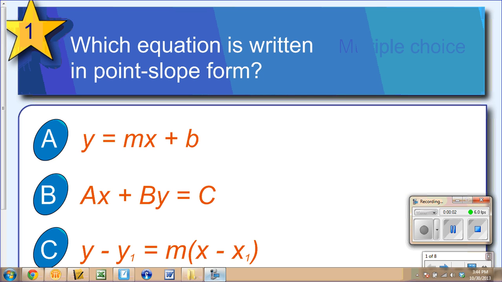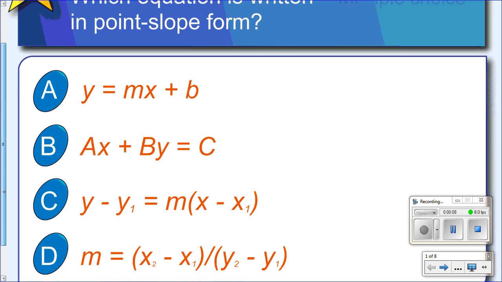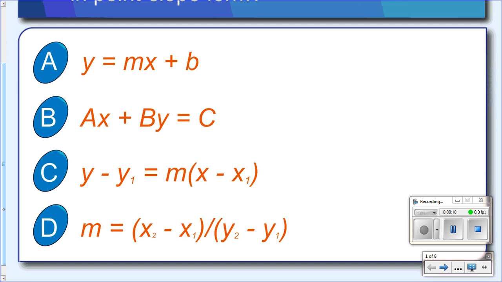Okay, so we're going to talk a little bit more about point slope. Let's just review a second here. Which one of the following is written in point slope form? Well, this one right here is slope intercept. We've talked about that. It's got the M and the B. This one here is actually called standard form, and we'll talk about that a little bit later.